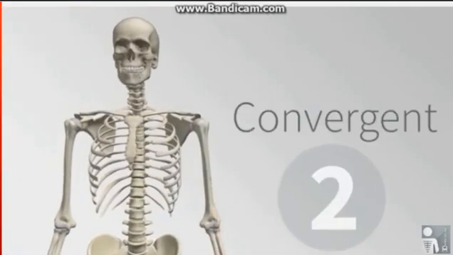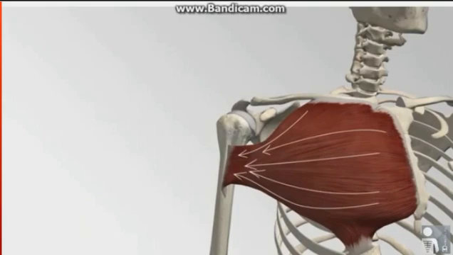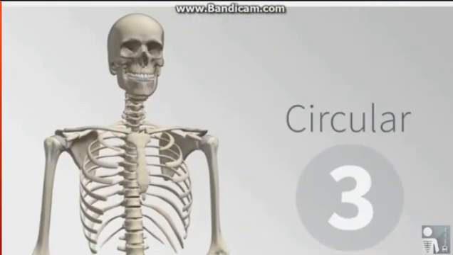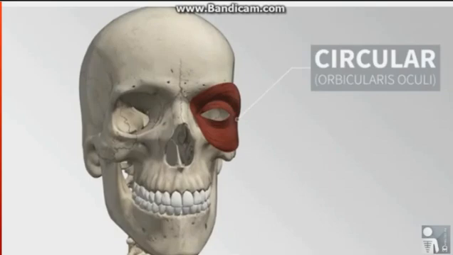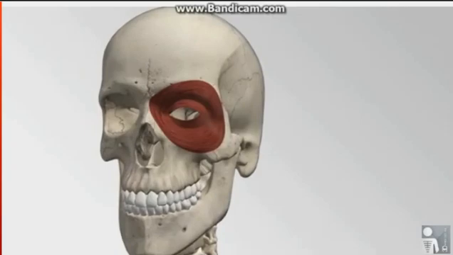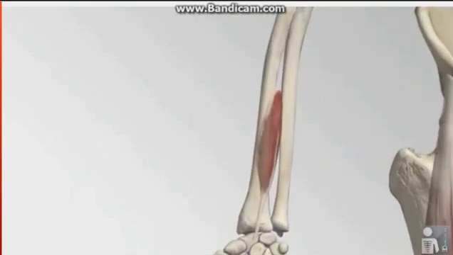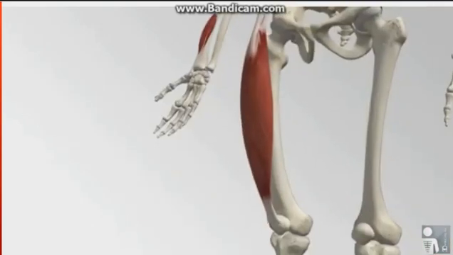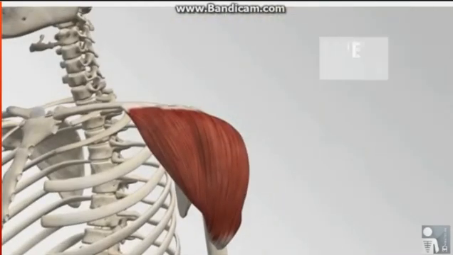Convergent muscles contain fibers that have a wide origin, but converge in order to attach to a narrow tendon. Circular skeletal muscles are made up of fibers that are arranged in a circular manner. They are found at points of openings where the contraction leads to a closure of that opening. Pinnate skeletal muscles consist of muscle fibers that are attached to the sides of a tendon in a manner that is similar to a feather. Pinnate muscles can be subcategorized based on their shape into unipinnate, bipinnate, and multipinnate.